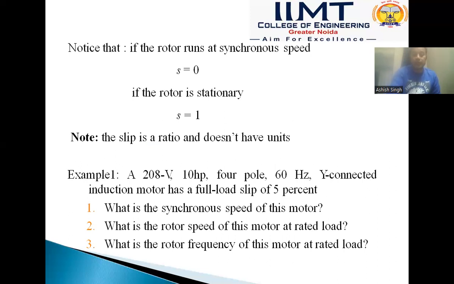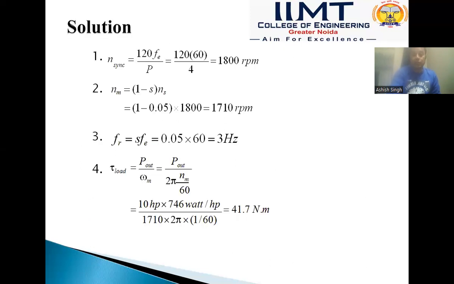After getting the value of rotor speed, we have to calculate the value of rotor frequency. As we know, the formula for rotor frequency is s times f, and we have the value of s as well as f. After putting these values, we get the rotor frequency, that is 3 hertz.